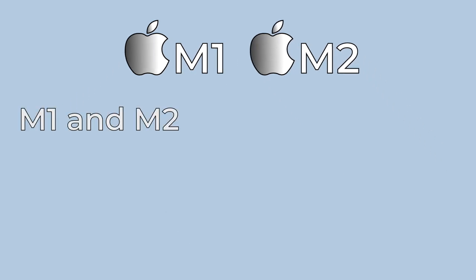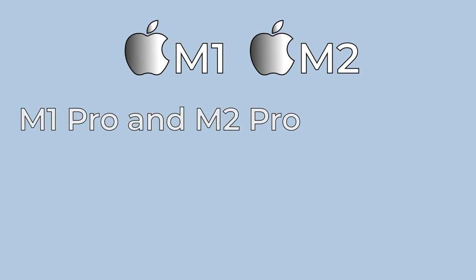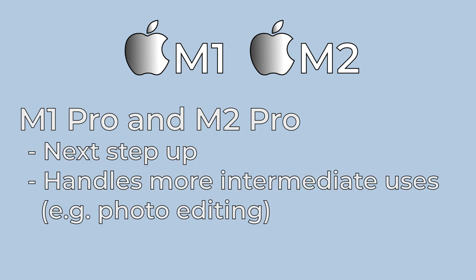The M1 and M2. Each generation has a base variant. They will have enough processing power to get you through common tasks, like word processing and web browsing, and even light gaming or video editing. M1 Pro and M2 Pro. Next step up from the base variant. Ideal for anyone who works heavily on their MacBook for intermediate photo and video editing or music production.